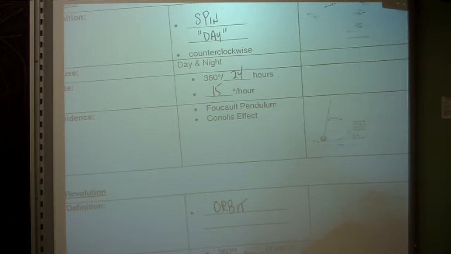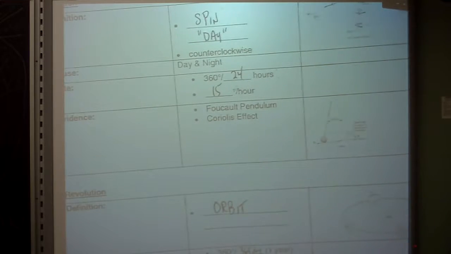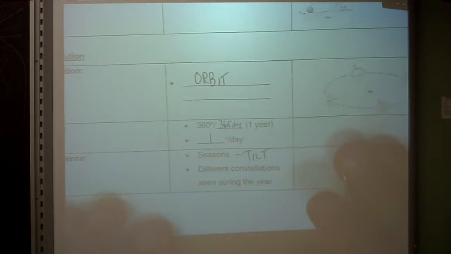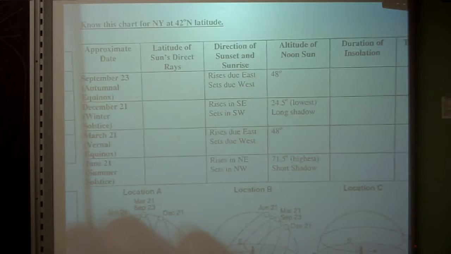360 degrees in 365 days gives us about 1 degree per day. The evidence we have for the revolution is the seasons, which is really caused by the tilt of the earth, and different constellations. All right, this chart is a chart that you've got to get down.